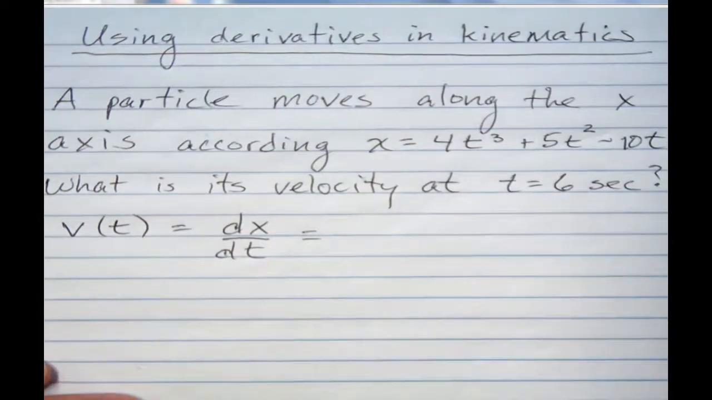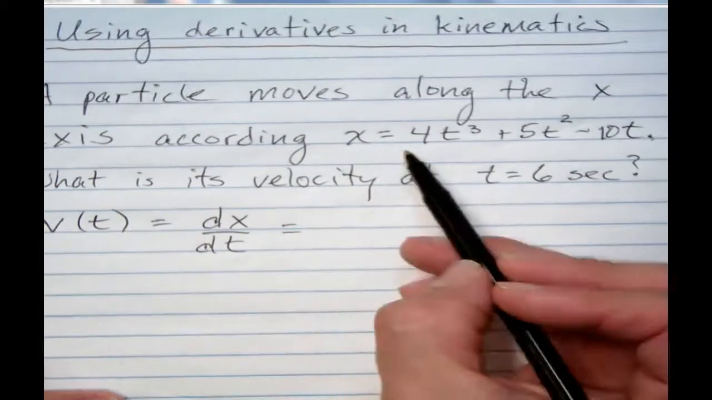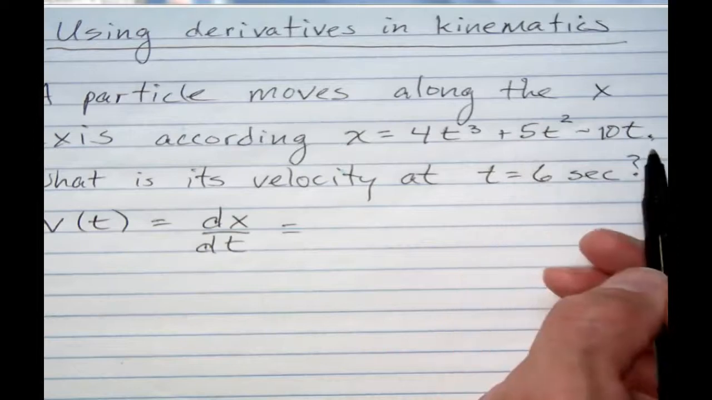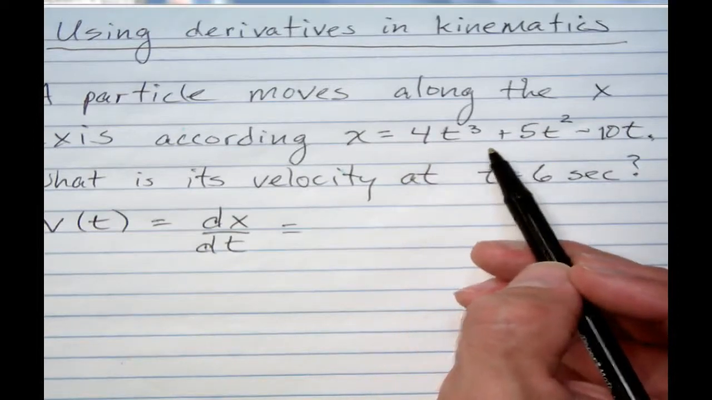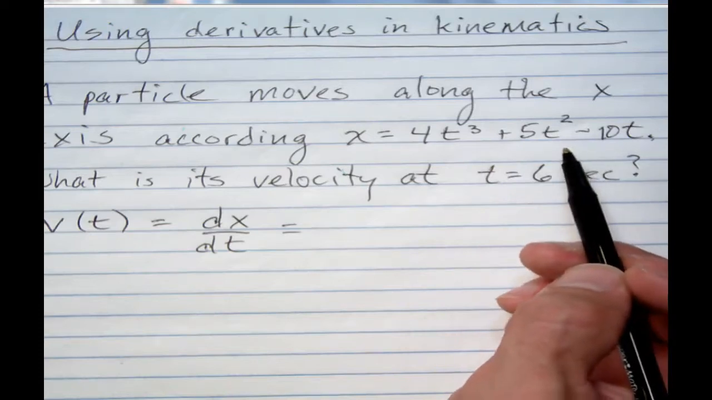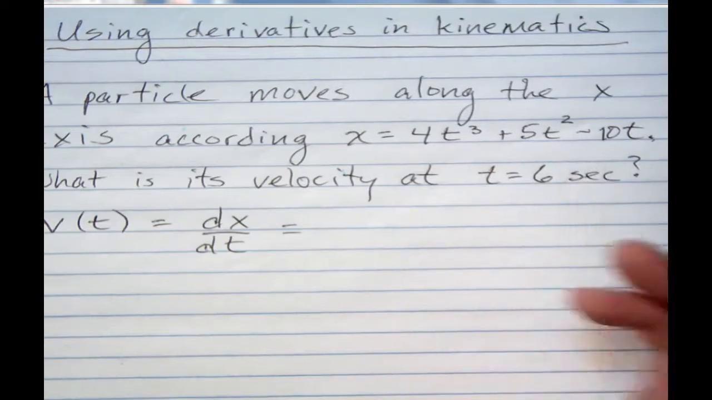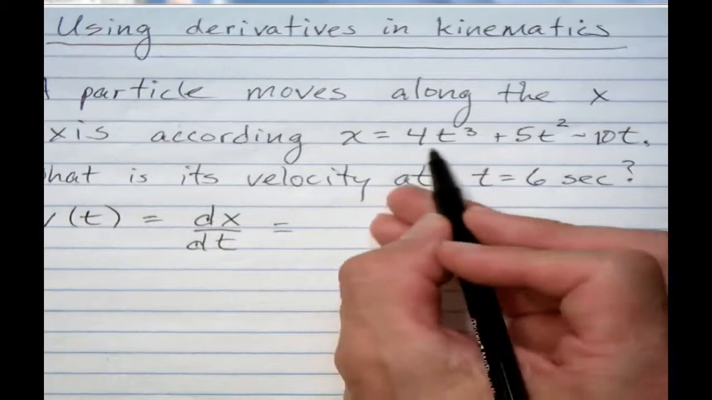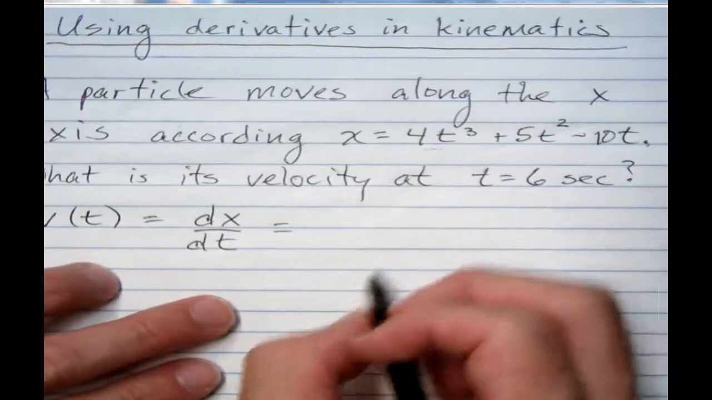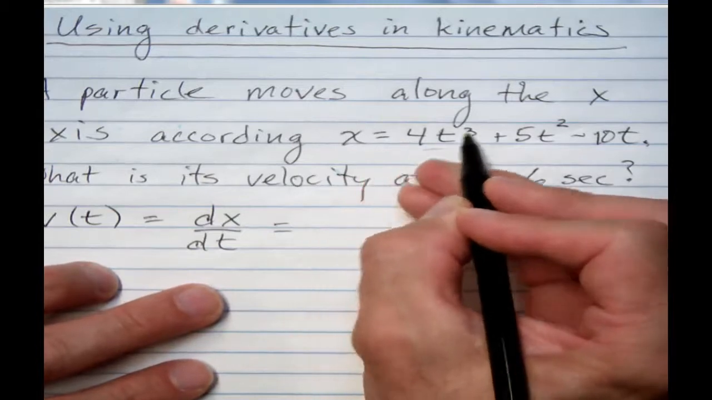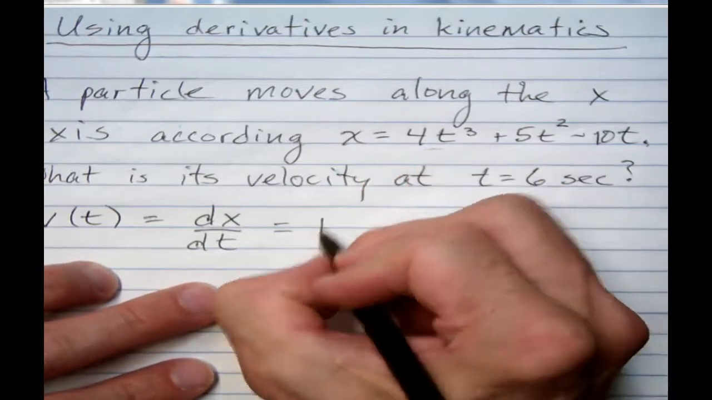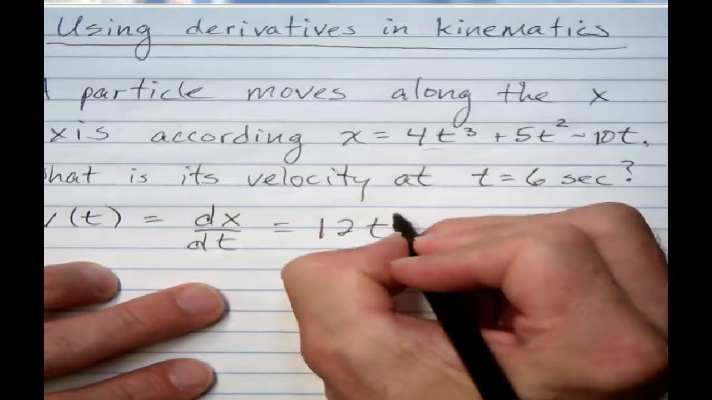So here's what we're going to do. We're going to go up to each term in this function for position, and we're going to take each term's derivative. Now again, there's a separate video that shows exactly how we do that. So the derivative of 4t cubed is 3 times 4t squared, or 12t squared.